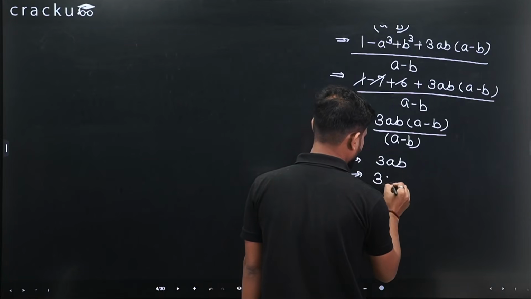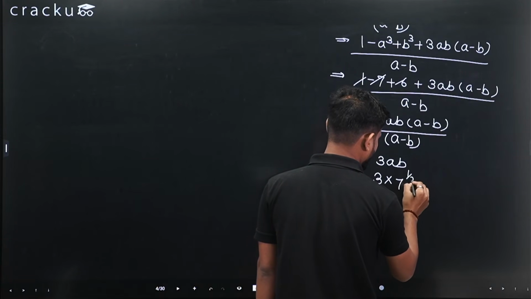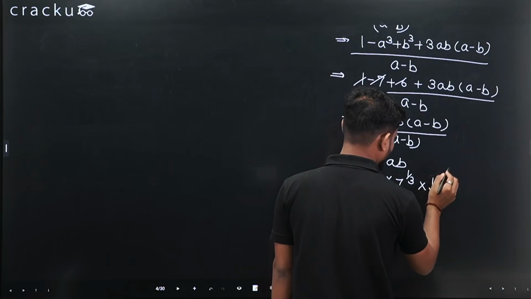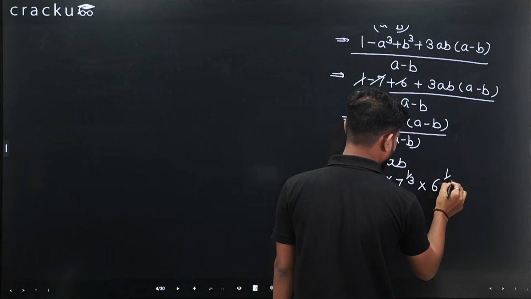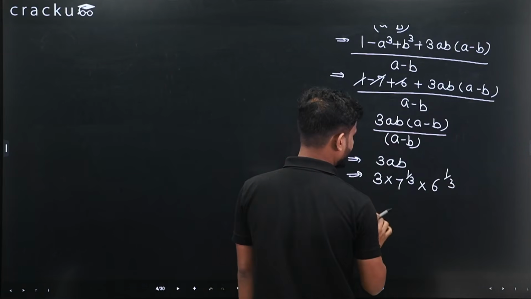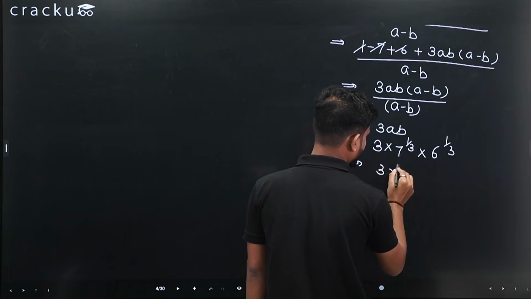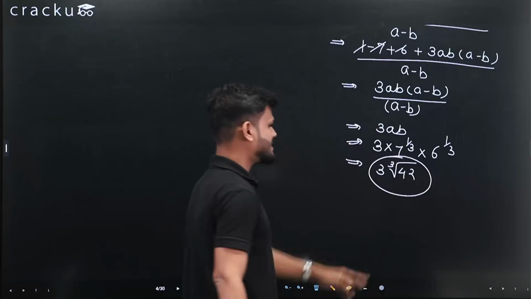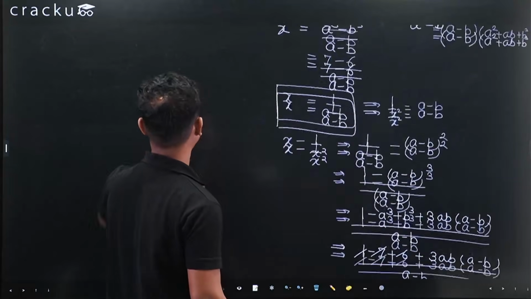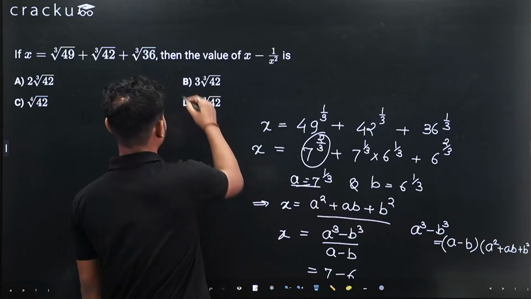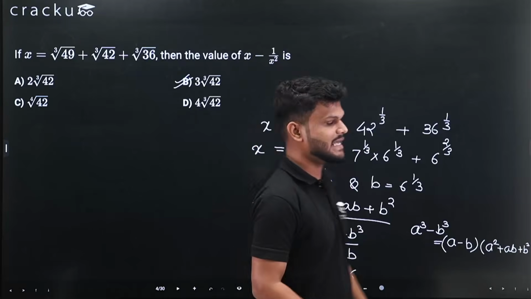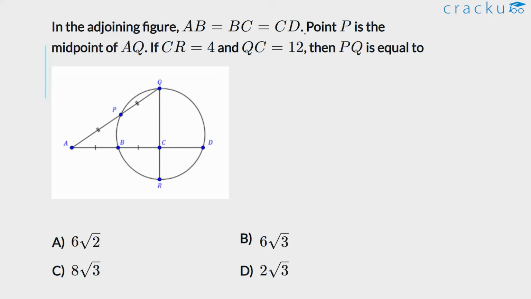A is what? A is 7 raised to 1 by 3. B is what? 6 raised to 1 by 3. From here we get the cube root of 342. This is the answer which is required, and it is given in option number B. So option B is the correct choice here.